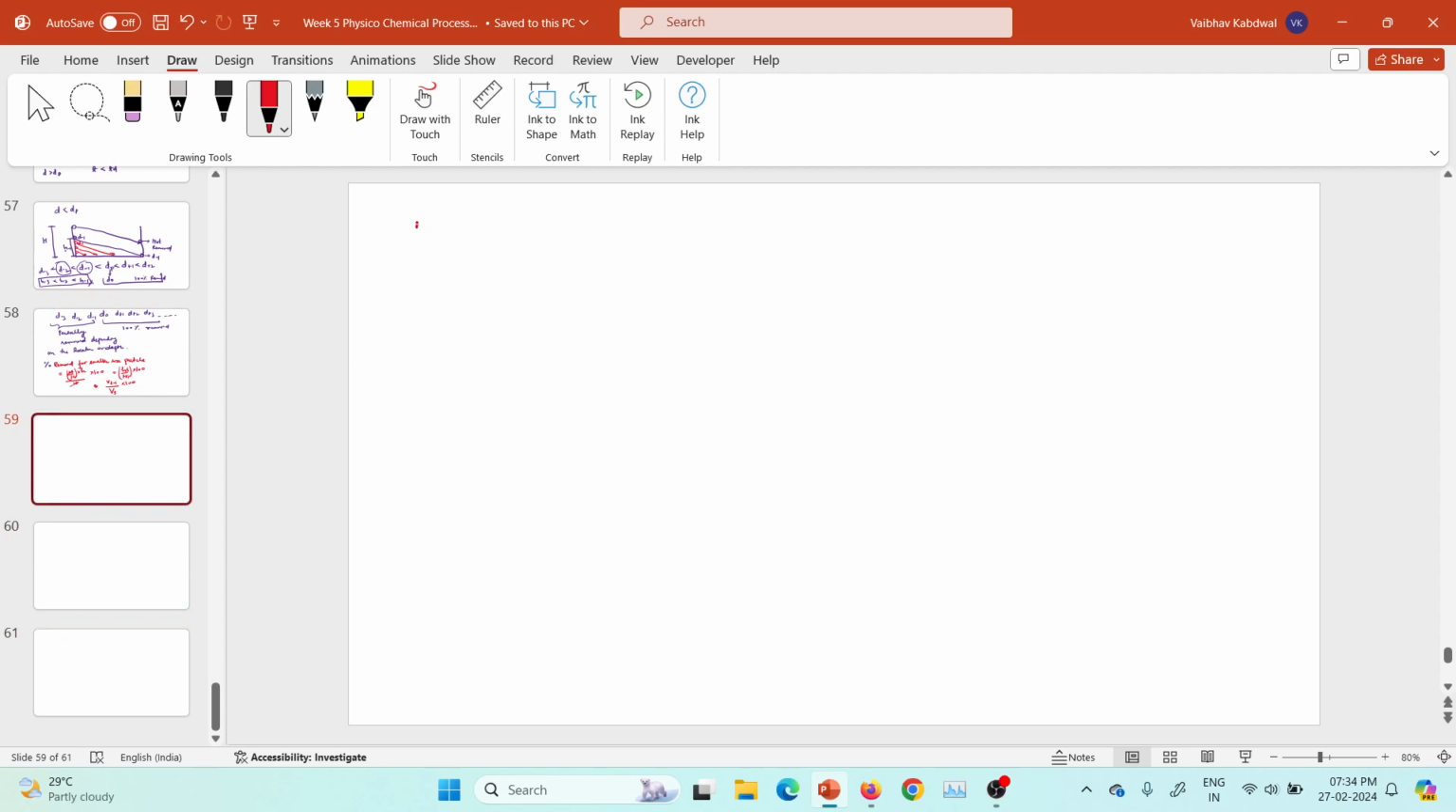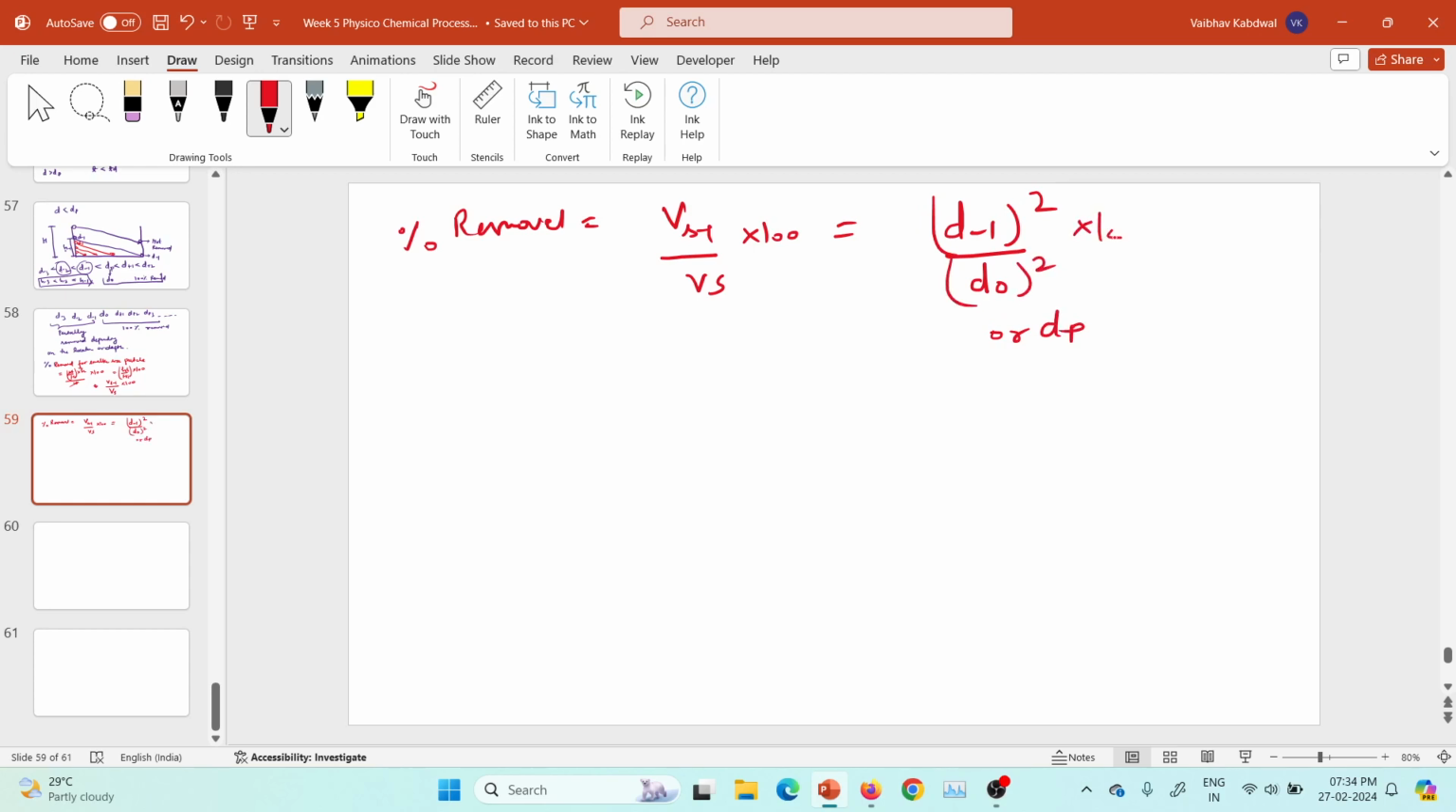So the percentage removal, if it is laminar flow, you can calculate it as Vs minus 1 by Vs into 100. And if it is laminar flow, we can write it as diameter of smaller size particle divided by diameter of either d naught, or we can write it as dp, into 100. Okay, so this is only for laminar flow.